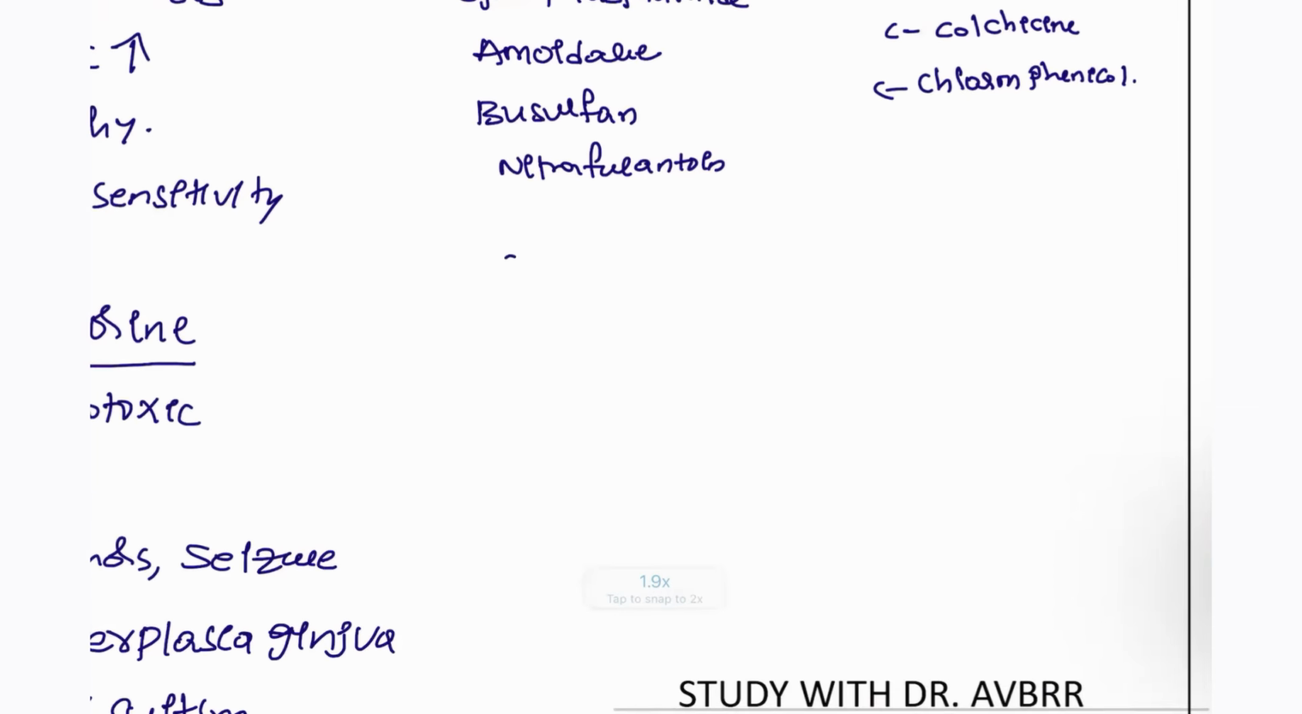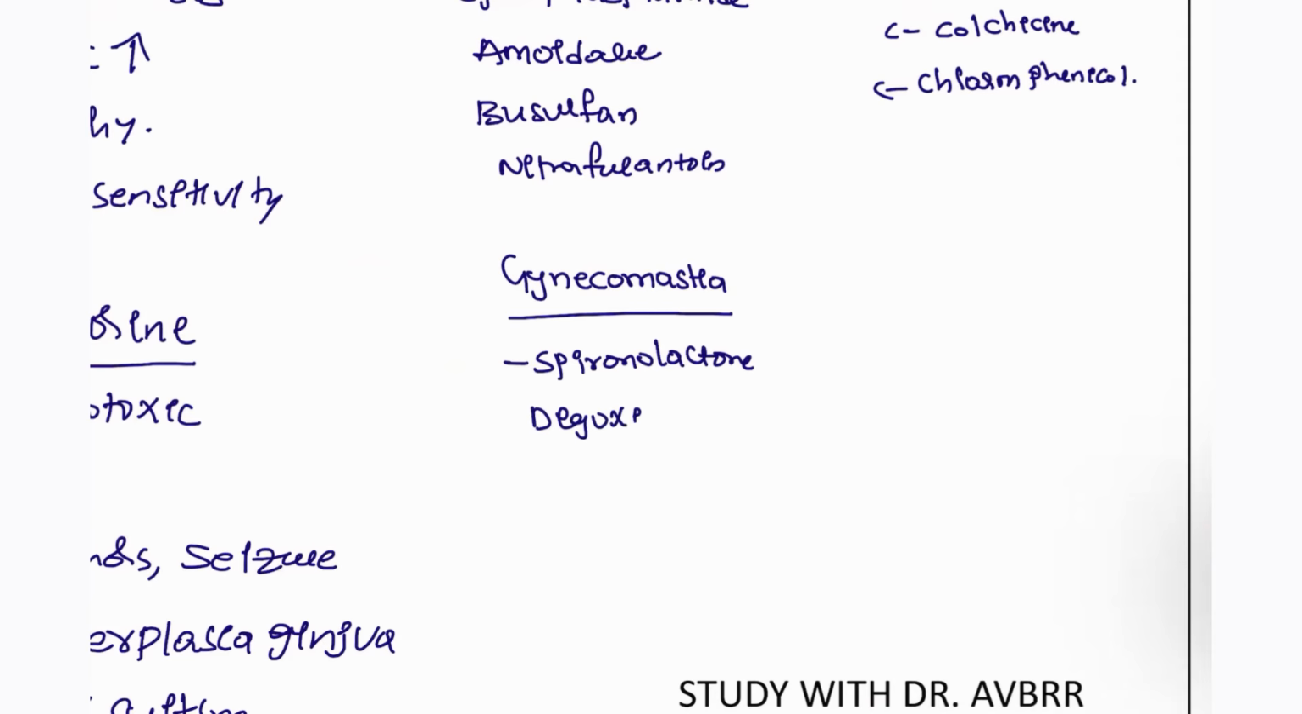Next, some drugs can cause gynecomastia. Gynecomastia is seen with spironolactone. It can be due to spironolactone, digoxin, cimetidine, alcohol, chronic alcohol users are also associated with this, and ketoconazole. Ketoconazole is also seen with this condition.